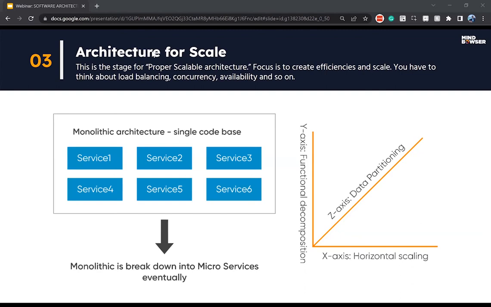So in that way, we start with scaling the horizontal instances at the x-axis, at the y-axis level we split based on the functionalities, and at the z-axis we partition the data which caters to each microservice. So when we take this as a mathematical model, we can visualize it like this. Right. Okay, so that is kind of an interesting thing.